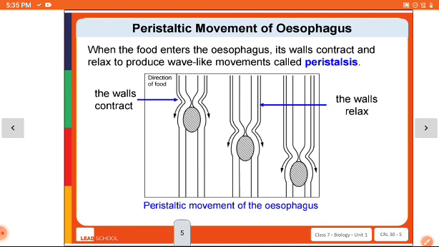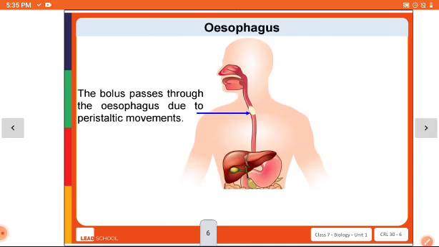peristalsis. So in this figure, this represents the direction of the food and the wave, how it moves and how food moves in the esophagus. The bolus passes through the esophagus due to peristaltic movement.